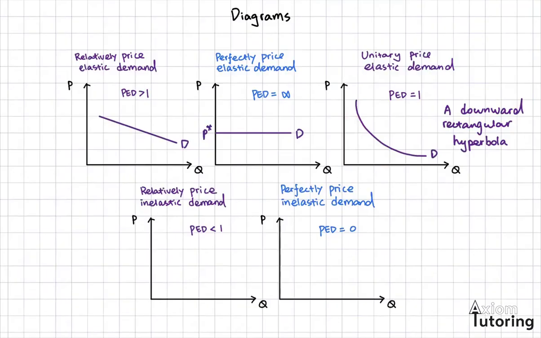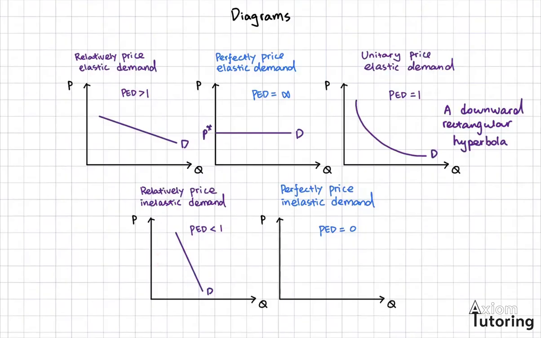And demand is price inelastic, or relatively price inelastic, when we draw a relatively steep demand curve with PED smaller than 1. Consumers don't respond strongly to price changes, and a given price change will lead to a less than proportionate change in quantity demanded.